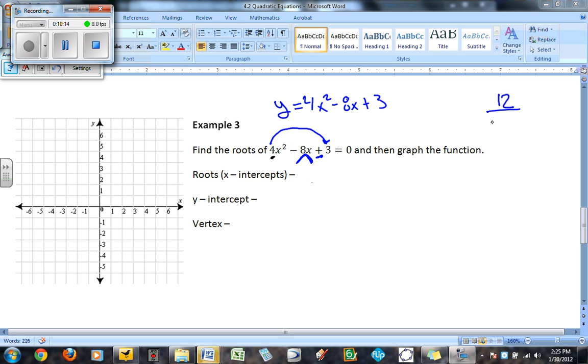We have options for multiples of 12. We have 1 and 12, 2 and 6, 3 and 4. Okay, and we said they're both going to be the same, and they're both minus signs. So out of those, which ones add up to be a negative 8? Well, this one does right here.